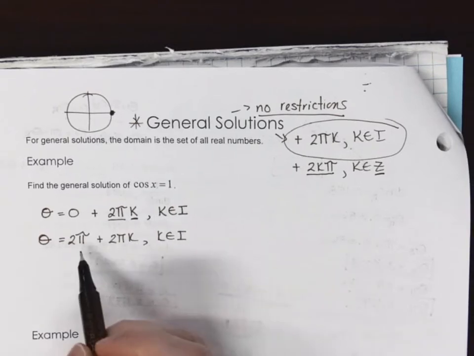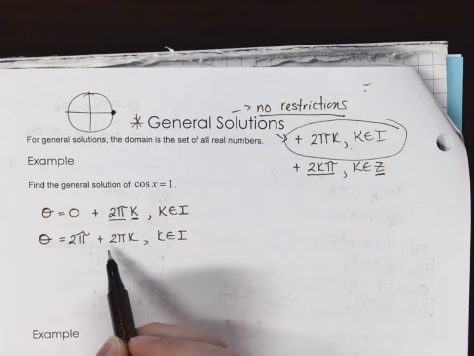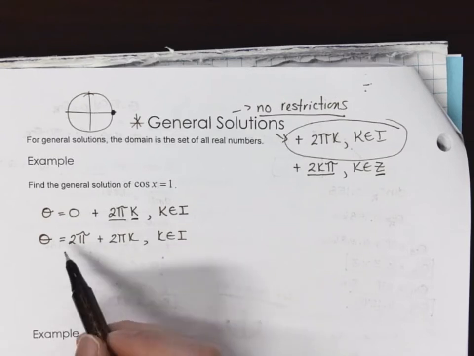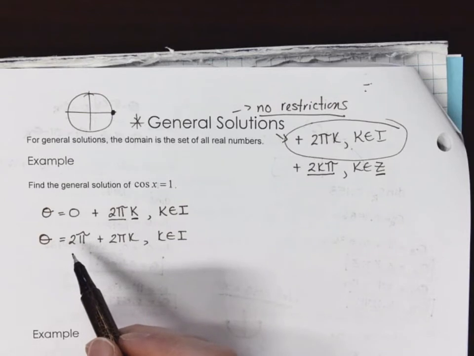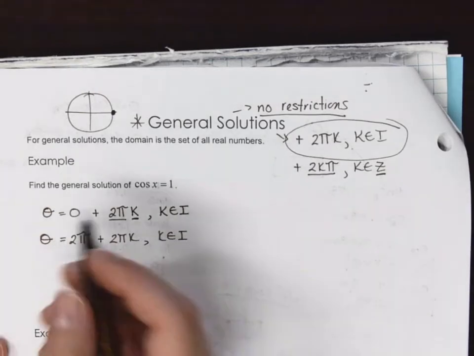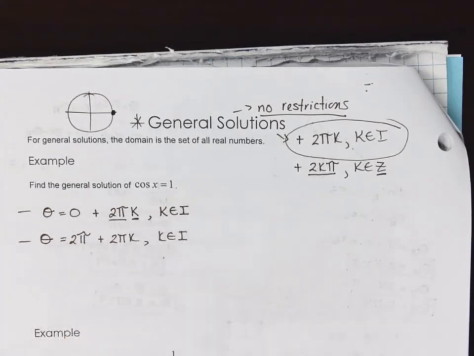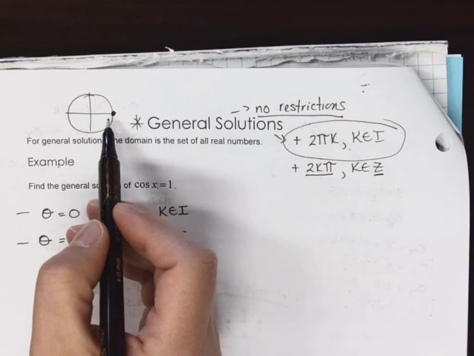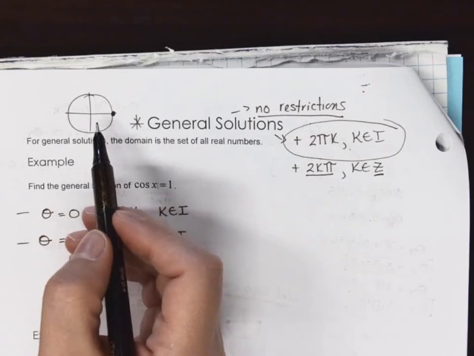It could be 4 pi, yeah. But remember, if it's negative, that would be minus 2 pi. That would put me back at 0. Anybody see the redundancy of this? Isn't this one and this one the exact same thing? Because how many solutions do I have on the unit circle? Just one. It just happens to be 0 and 2 pi. They're at the same place.